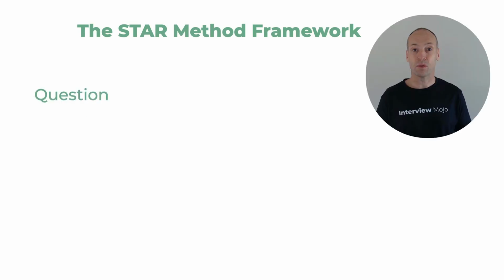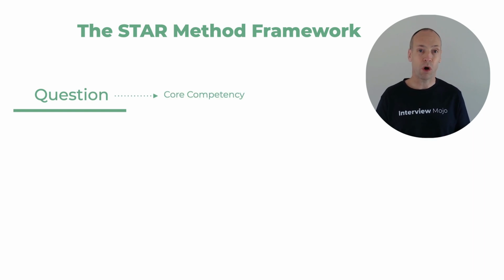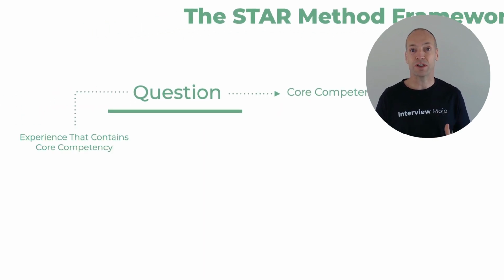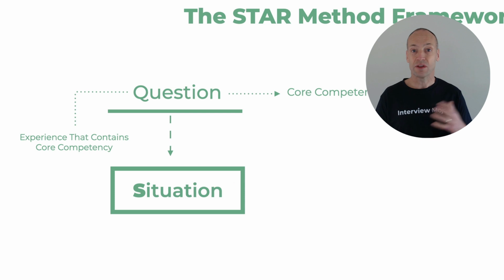Now, the interviewer will ask a question that relates to one of the core competencies required for the position that you're applying for. When you hear the question, you need to identify which of your past experiences you can draw on to help demonstrate to the interviewer that you have those skills or qualities that they're asking about in the question. When you've identified that, you can then start to explain the circumstances or the situation of the experience that you have in mind.